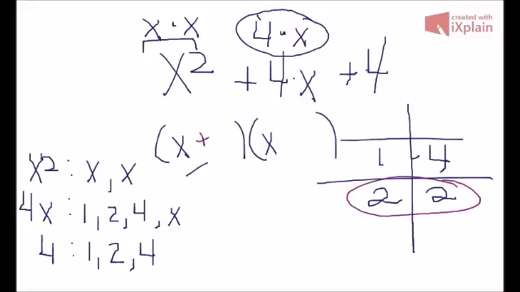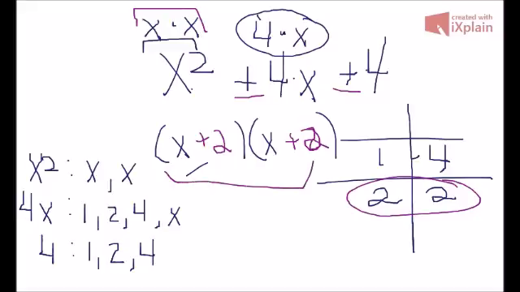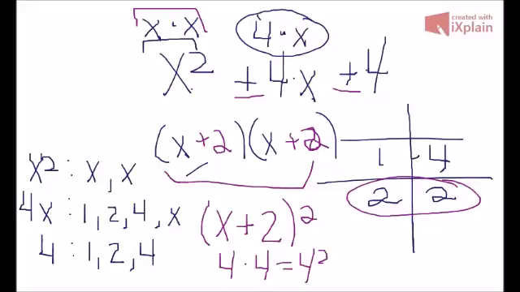So, since this is a positive and this is a positive, we get x plus 2 times x plus 2. Now notice how x times x would be x squared. Since these are the same, you can also write this like this, x plus 2 squared, because they're the same thing. It'd be like 4 times 4, this would be 4 squared.